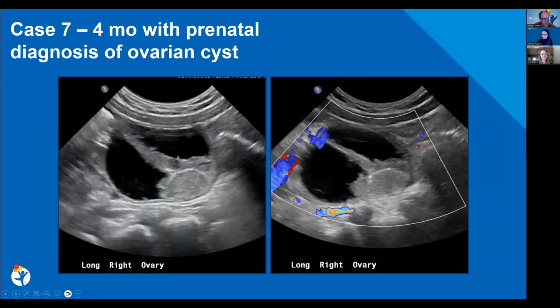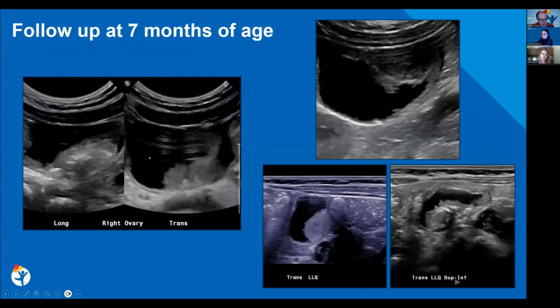And then my last case here is a 4-month-old who came in with a prenatal diagnosis of ovarian cysts, so they were picked up on prenatal ultrasound. This was her first presentation, just to follow these up afterwards. We saw in the right ovary this very abnormal looking structure. We see a very thick septation, some more cystic looking components. This looks a little bit more solid, but we don't pick up any flow within it. So they decided just to follow this patient to see how this evolved over time.